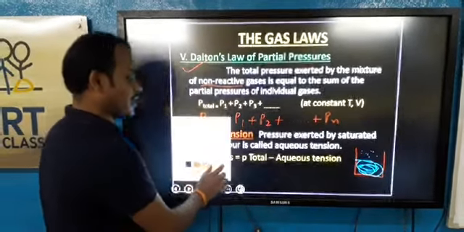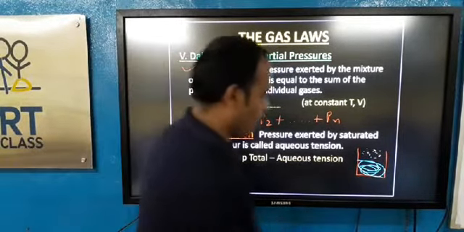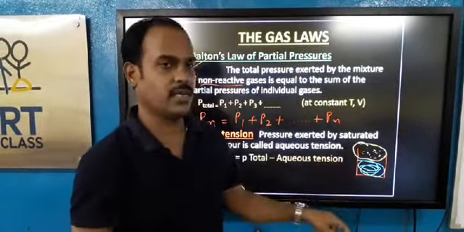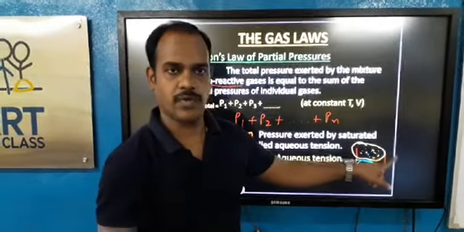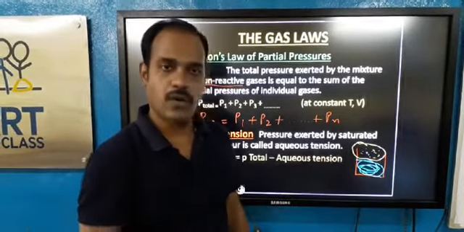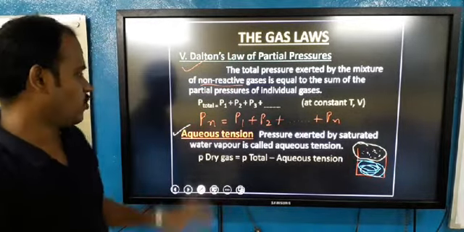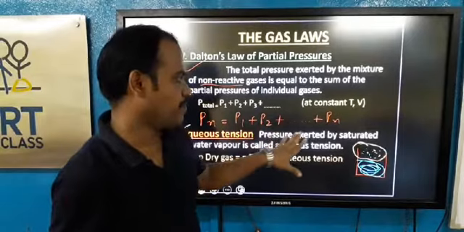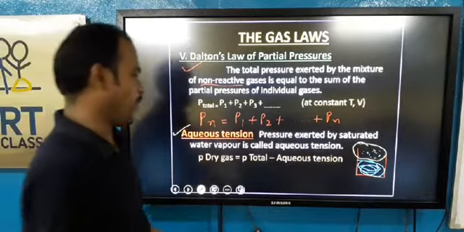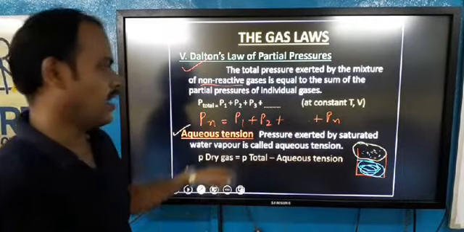That gas is, suppose, oxygen. Then what will be the pressure of oxygen? So here this mixture is made by oxygen and water vapors. So the pressure of oxygen will be equal to total pressure minus pressure of water vapors. That pressure of water vapor is known as aqueous tension. So what is aqueous tension? Pressure exerted by saturated water vapors is called aqueous tension. It is simple. The pressure of these water vapors is known as aqueous tension.